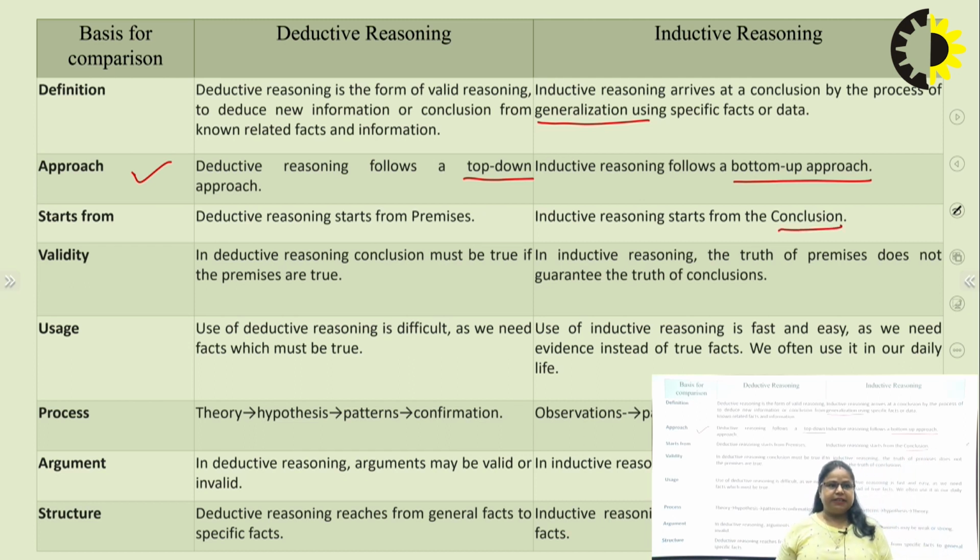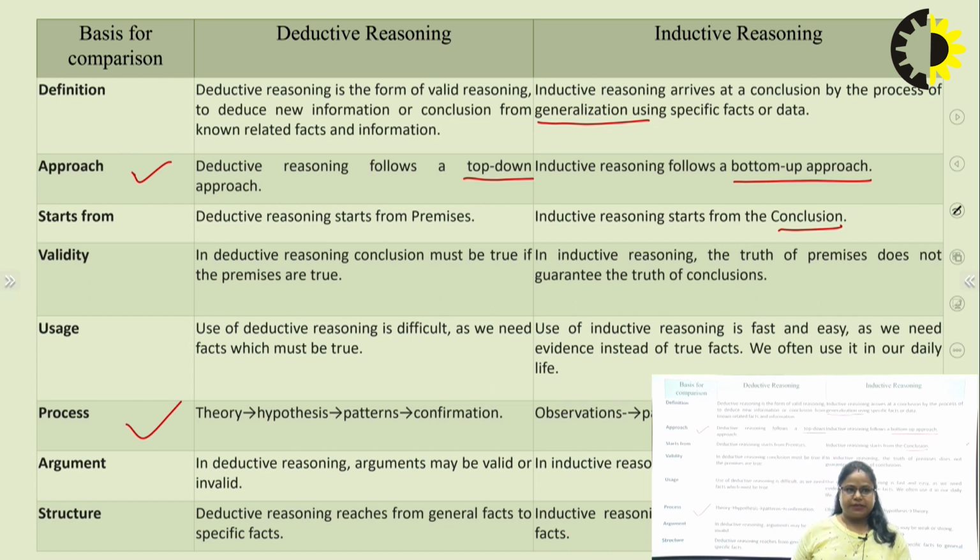What is the validity? In deductive reasoning, conclusions must be true. Why? Because all the premises are true. Okay? And in inductive reasoning, the truth of the premises does not guarantee the truth of the conclusions. Right? Maybe the premises are true, but it does not guarantee that whatever conclusion you draw is true. We have already discussed the process in both cases.